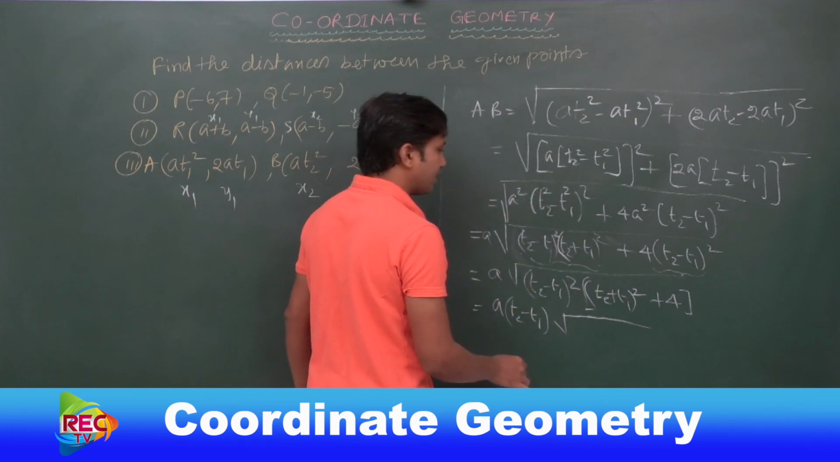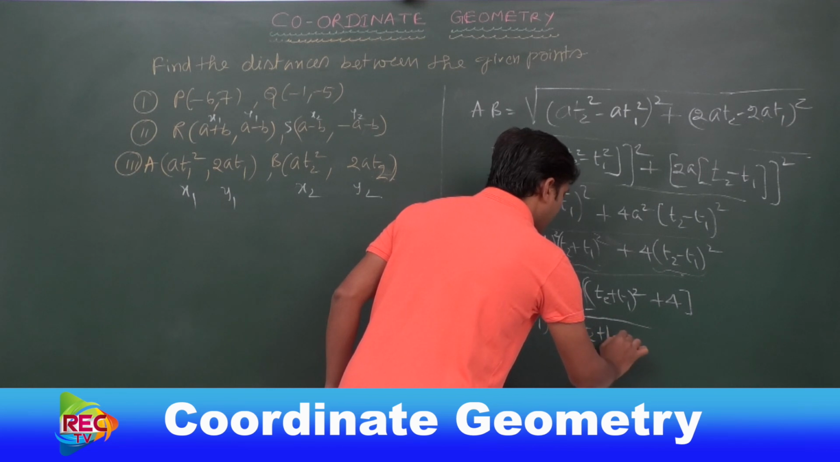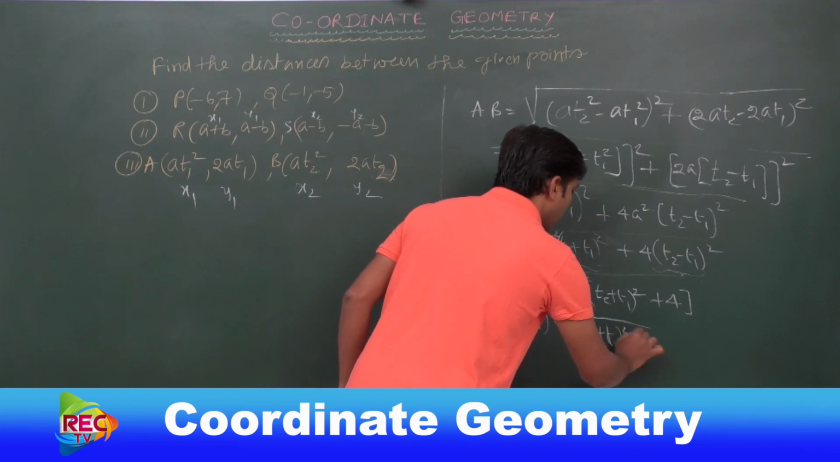Now what is left inside there? t2 plus t1 whole square, and plus 4.